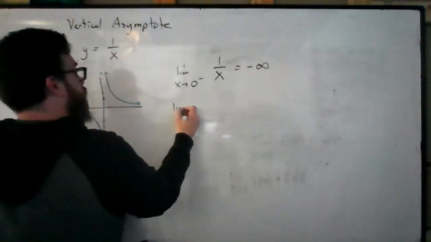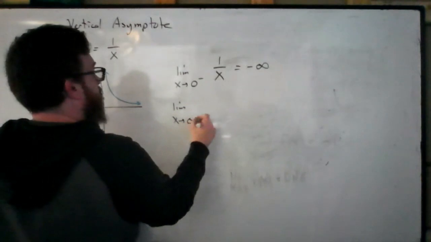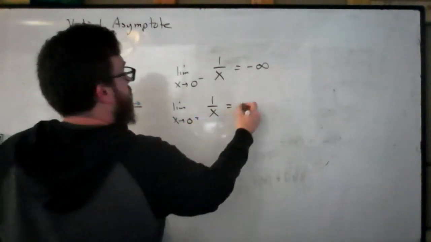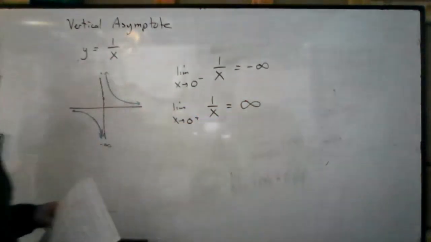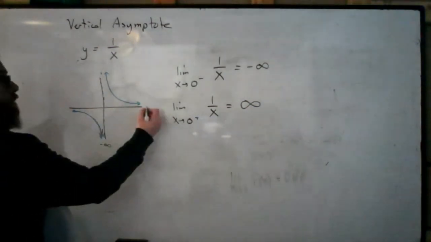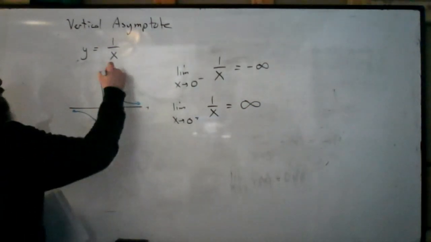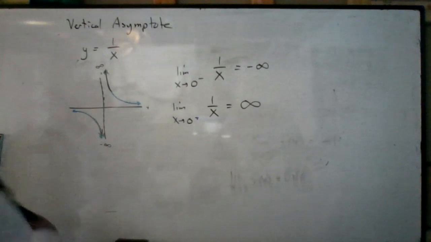And if I ask what's the limit as x approaches 0 from the positive side of 1 over x, we can see that this is positive infinity, because I'm approaching from the positive side, so we're going to go up into here, which gives you positive infinity.